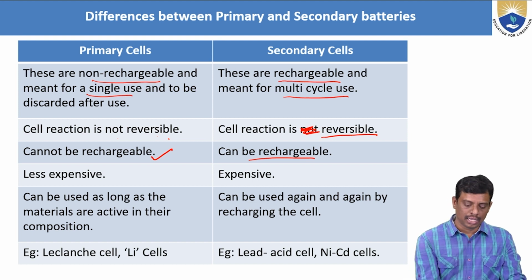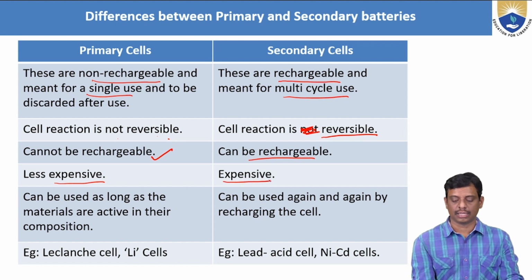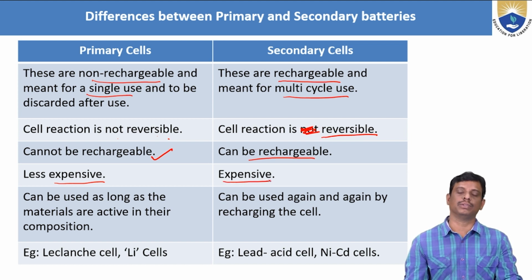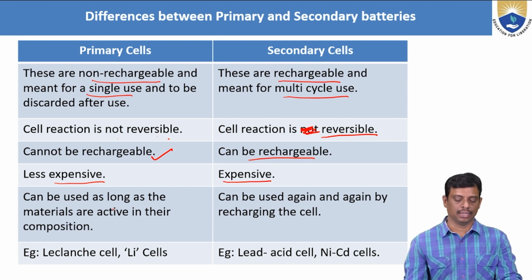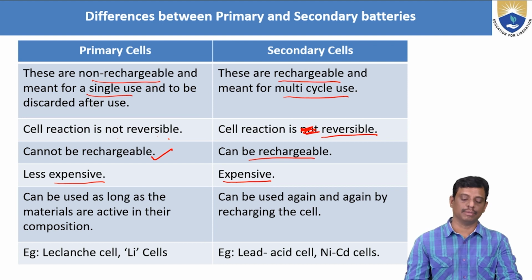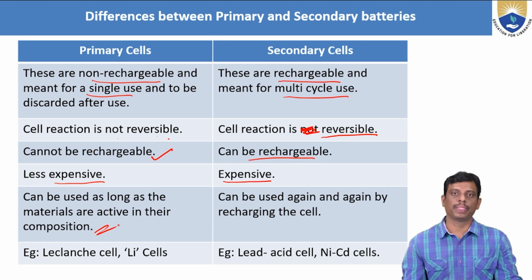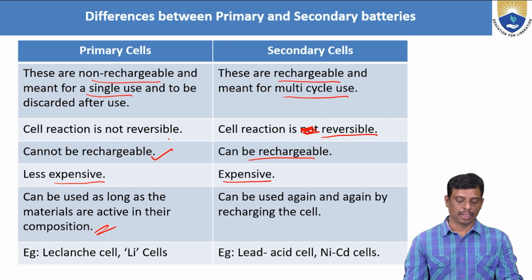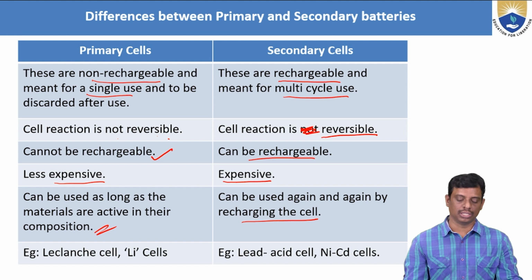And primary batteries are very inexpensive, while secondary batteries are comparatively very expensive. We can use this as long as the materials are active in their composition. During charging and discharging, those materials are used. And it can be used again by recharging the cell.